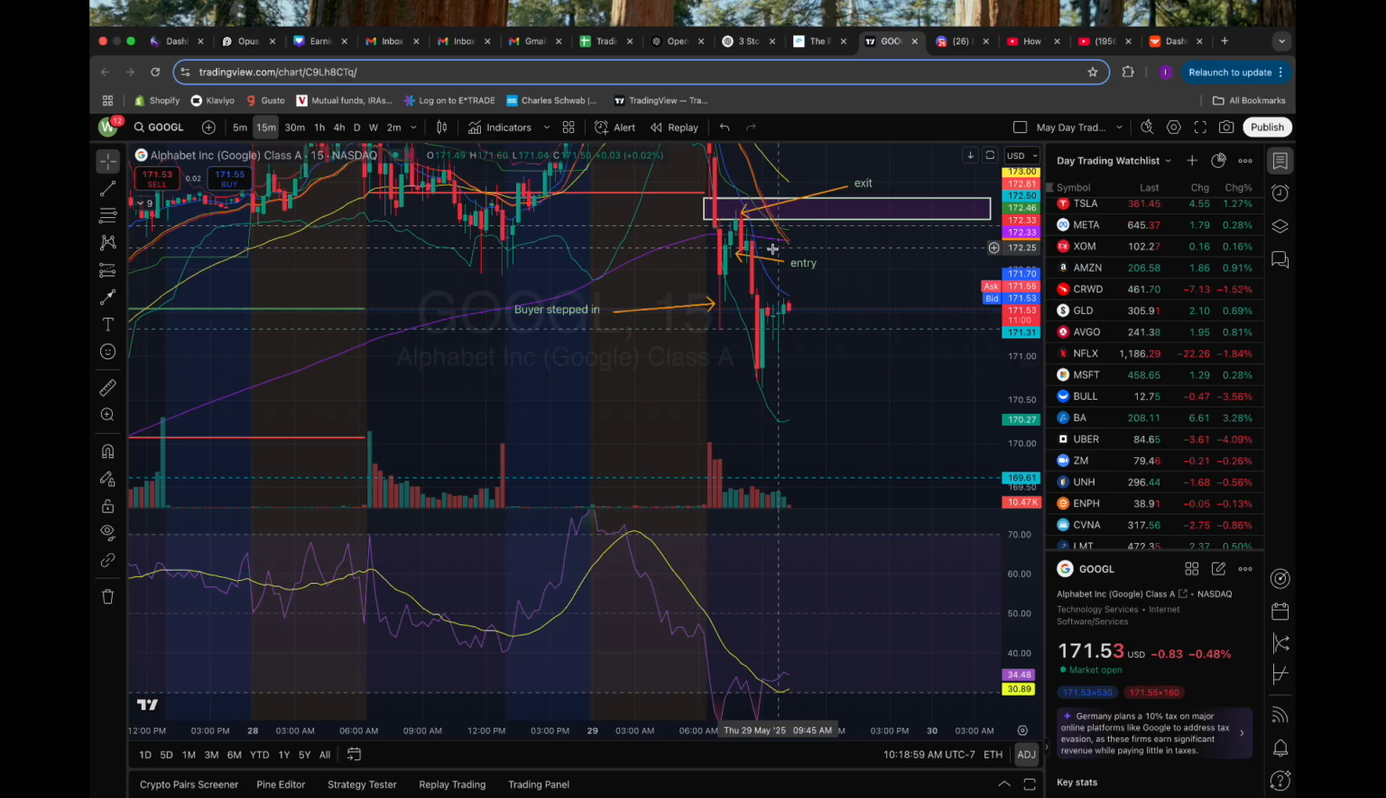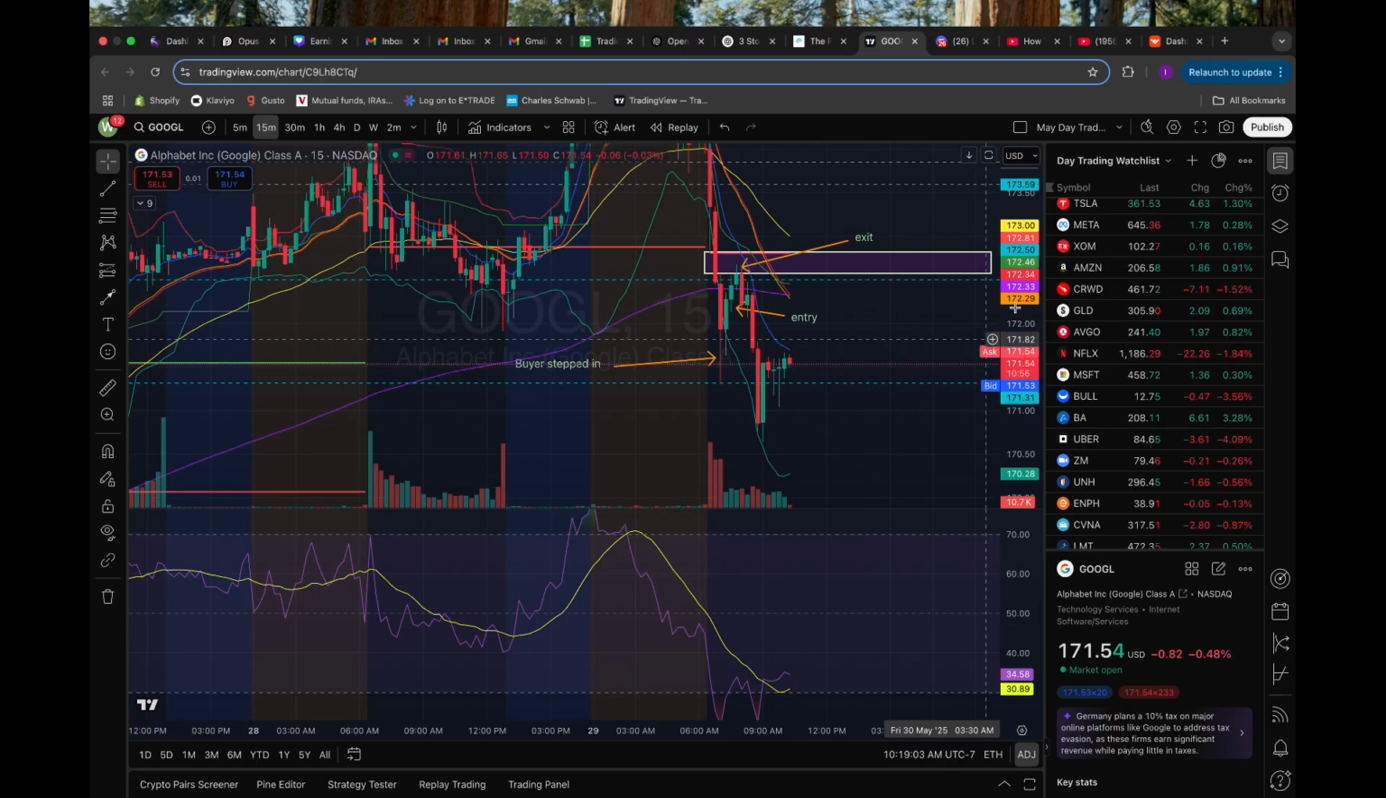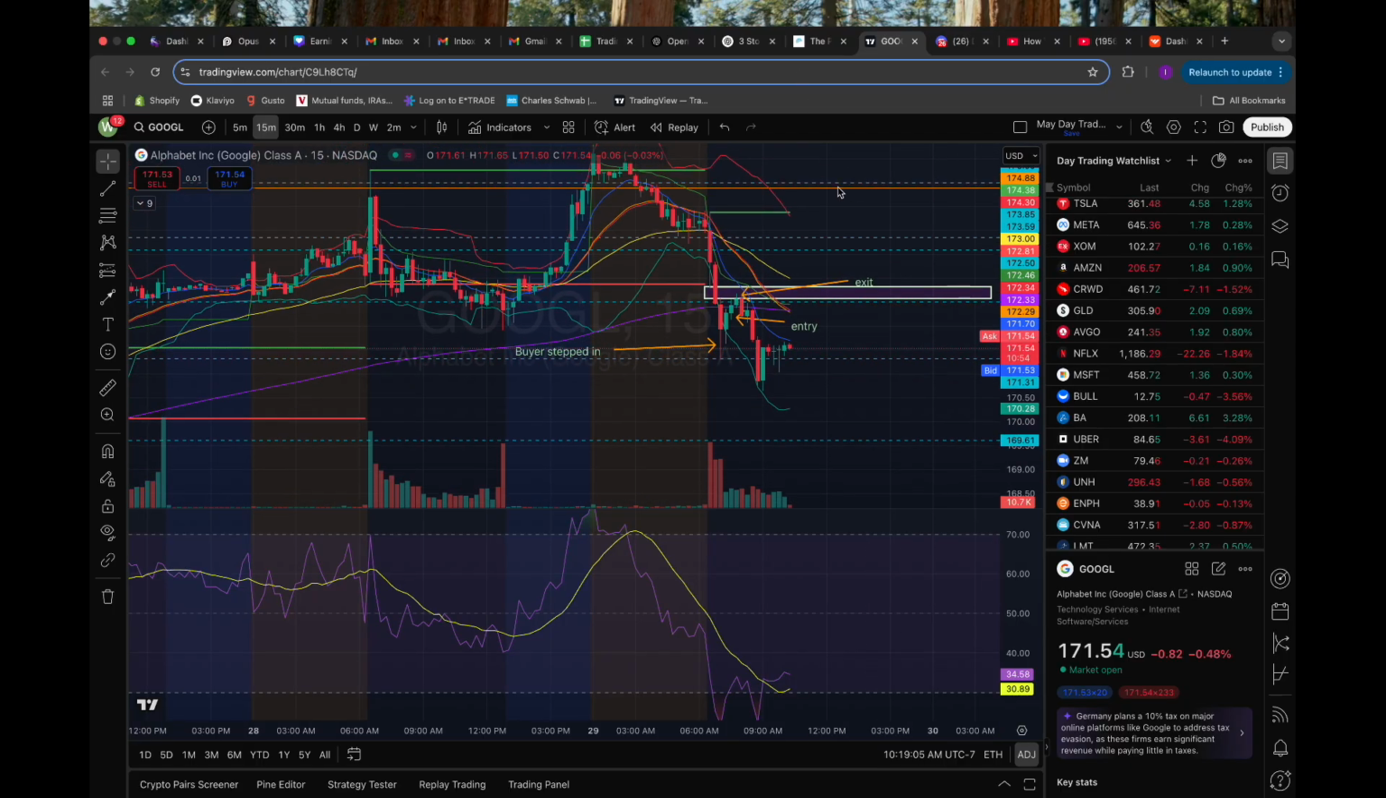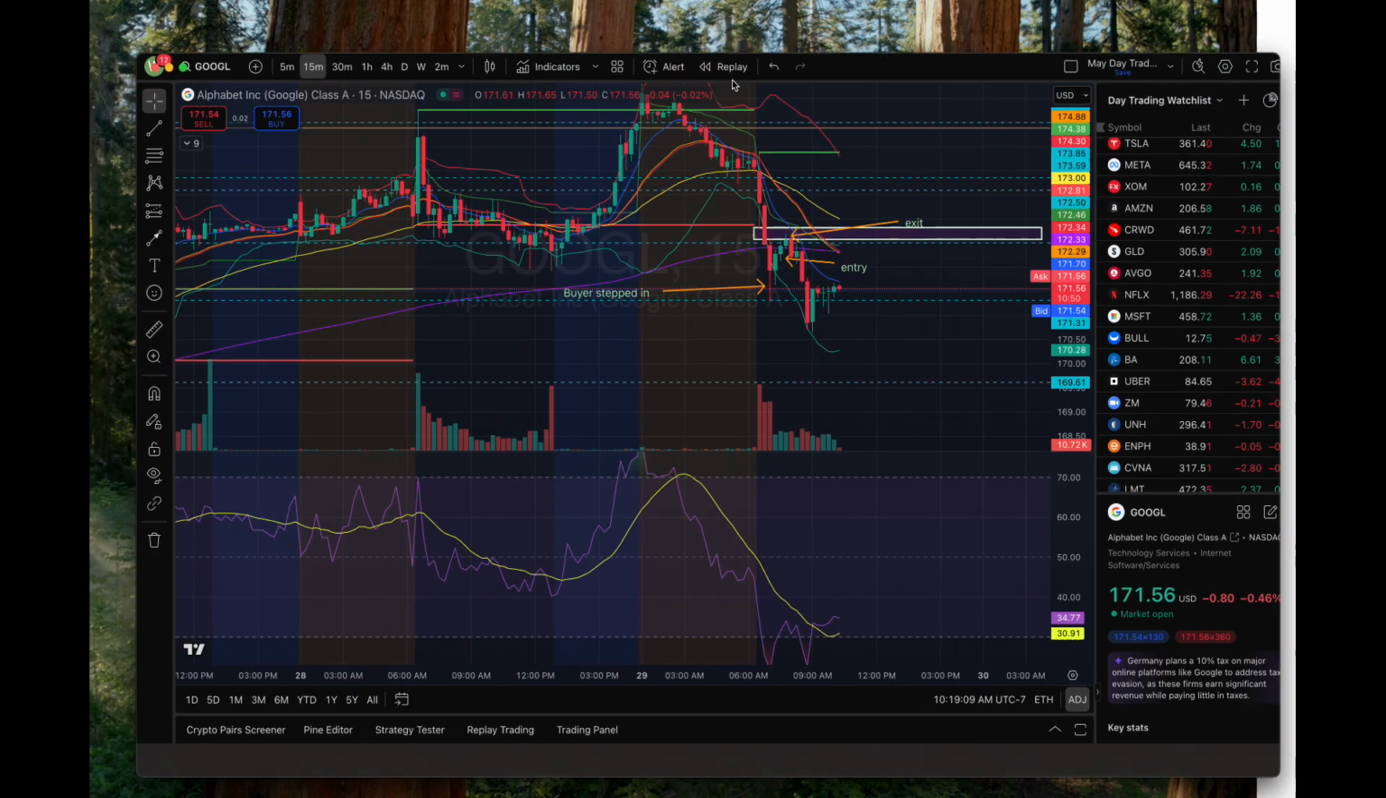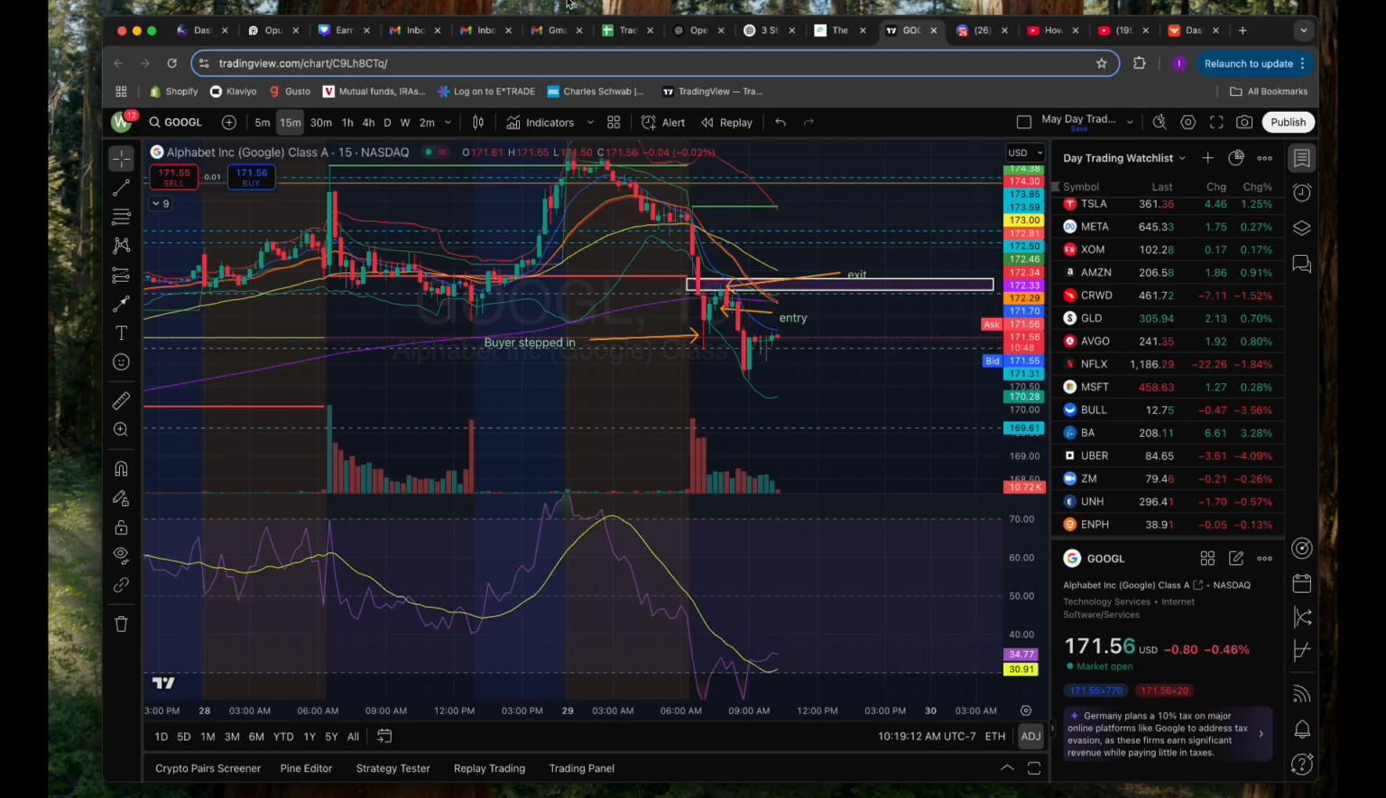All right, now these fair value gaps work from the upside and to the downside, but this is one of my favorite strategies right here because I see it almost every single day. All right, so that's literally how we hit Google for 12%. Very simple trade. There wasn't a lot going on in the market today because a lot of the moves happened overnight.